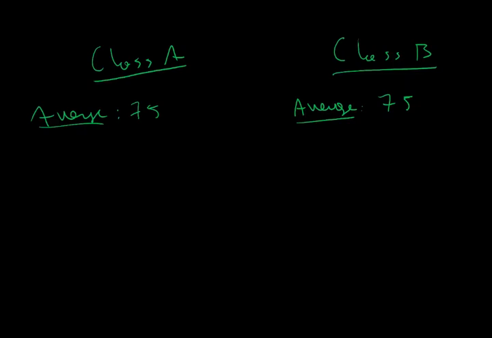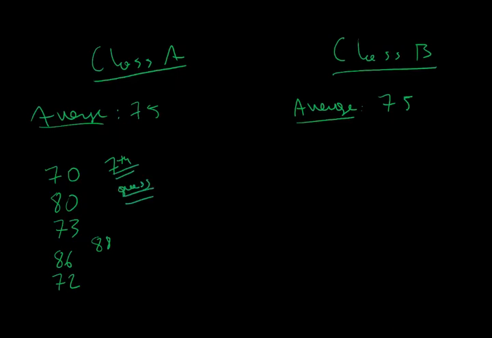I pulled the first exam from class A randomly, and the score was 70. I pulled the second test from class A, the score was 80. The third test, the score was 73. I pulled the fourth exam, the score was 86. The fifth exam, the score was 72. I pulled the sixth exam, and let's assume 88.